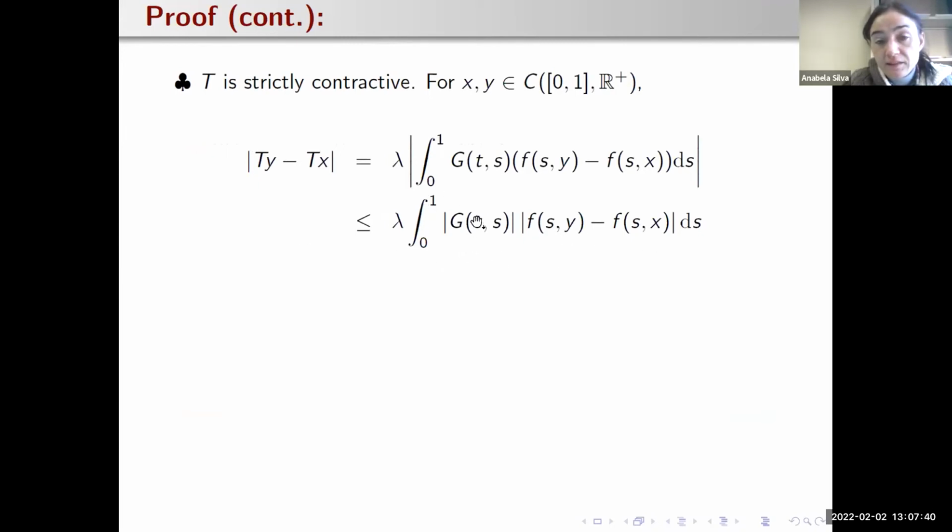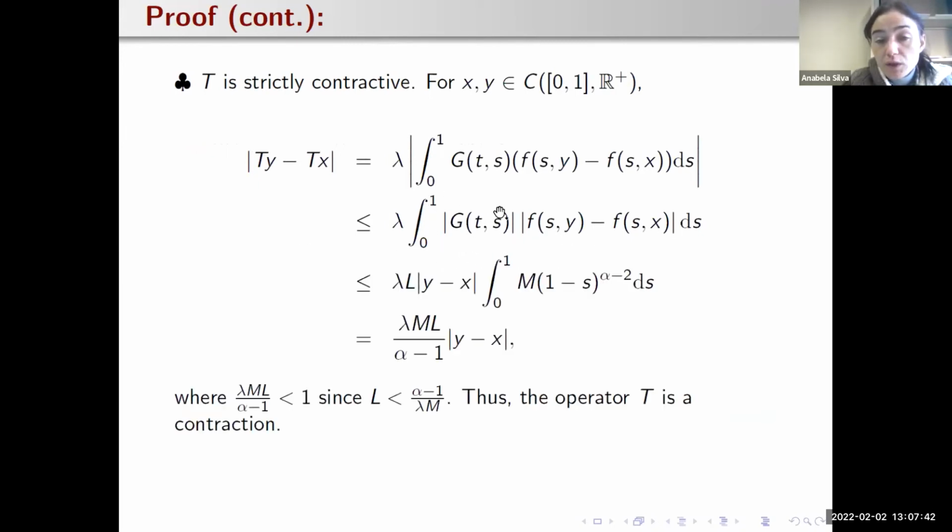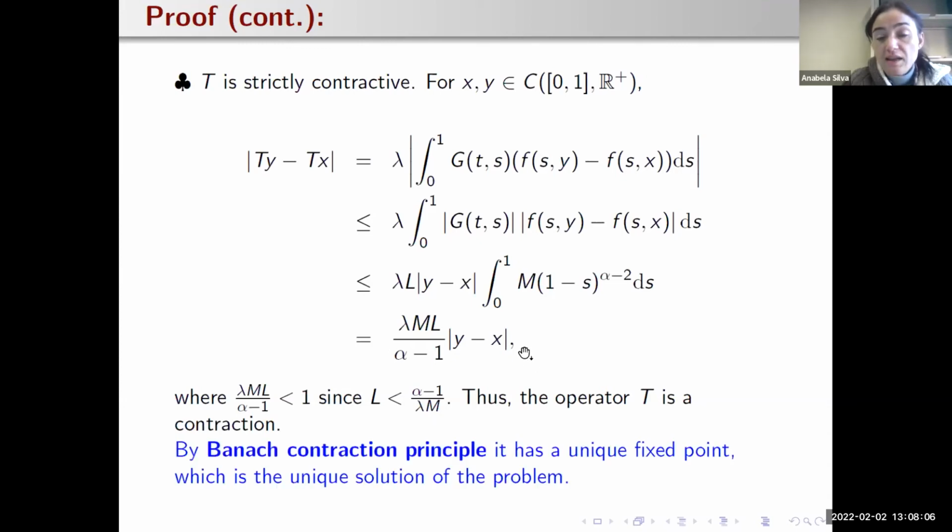We use again these inequalities, and now we use the maximum of this Green function that we know is in here, and we use the Lipschitz condition on the function f that is in here. We are imposing a condition on this L, and imposing this condition, we obtain that the constant in here is less than 1. If it is less than 1, T is a contraction. And so we conclude that T has a unique fixed point, which is the unique solution of the problem.